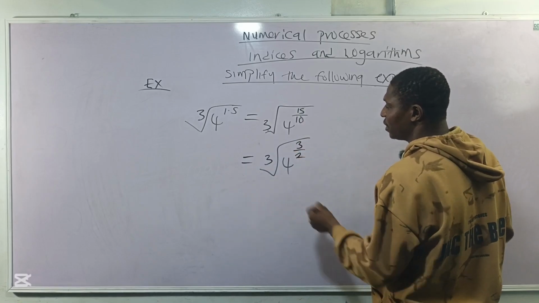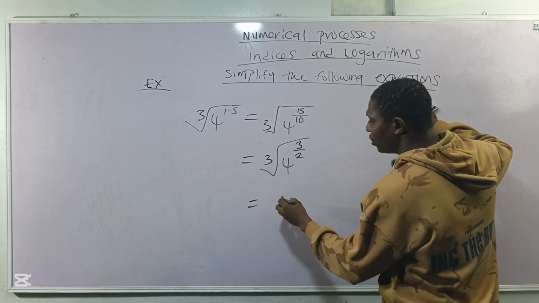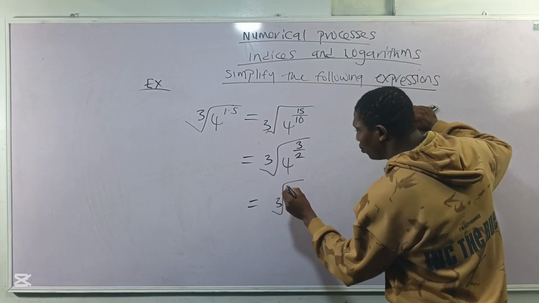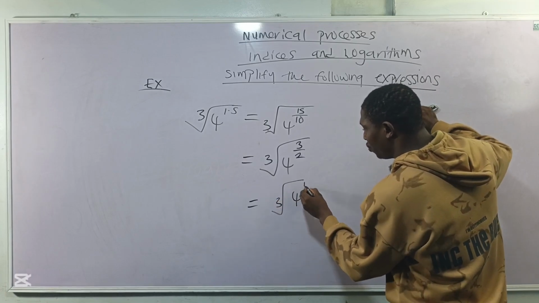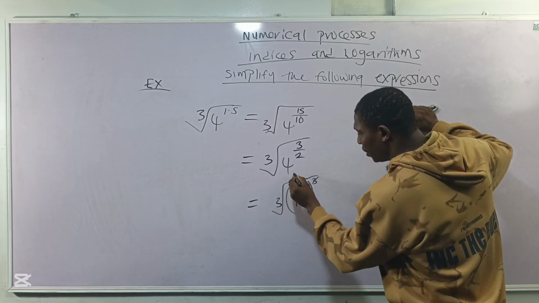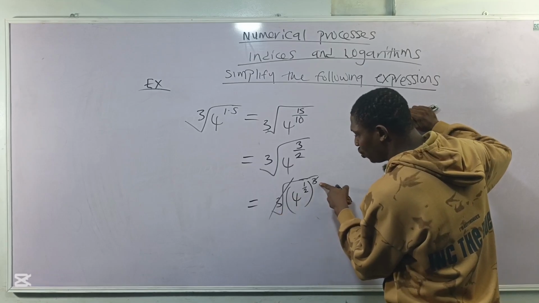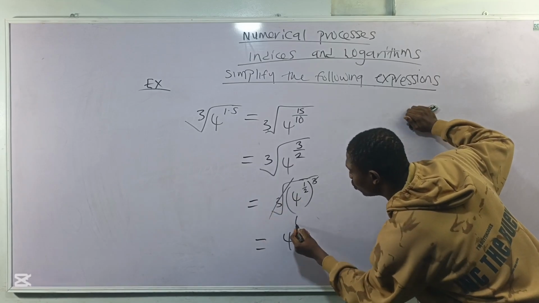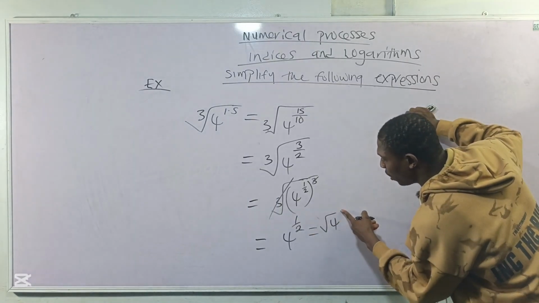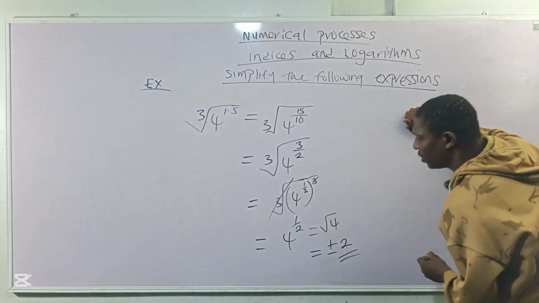So I therefore have this. These roots and this power can cancel out. If they cancel out, it's like I have the third root here, 4 raised to power 1 over 2 in bracket, and I have 3. So you see the cube root can cancel the cube. So I therefore have 4 raised to power half, which will give me the square root of 4, since anything raised to power 1 will give me that same value. And the square root of 4 will give me plus or minus 2.